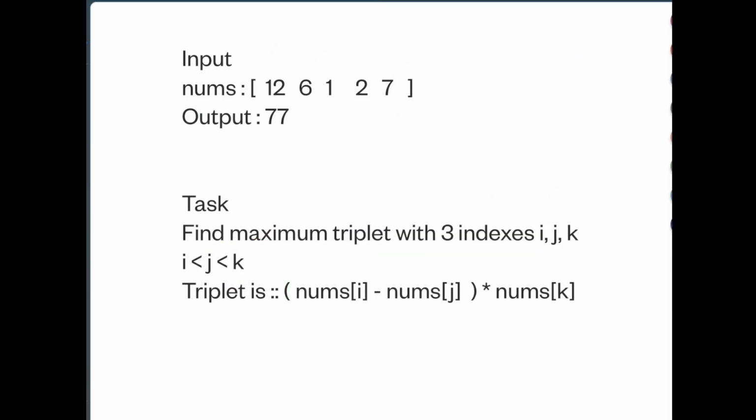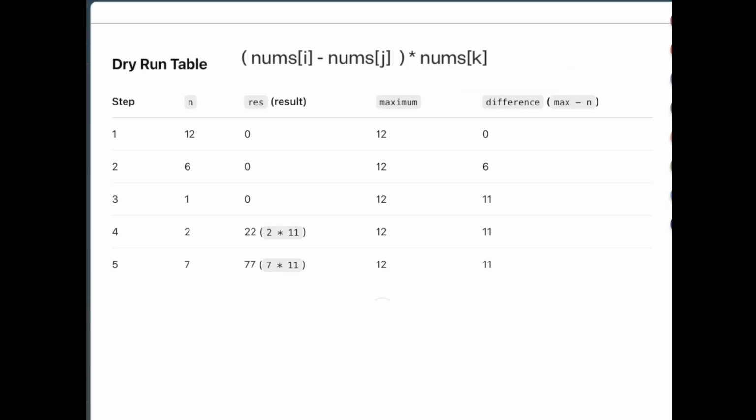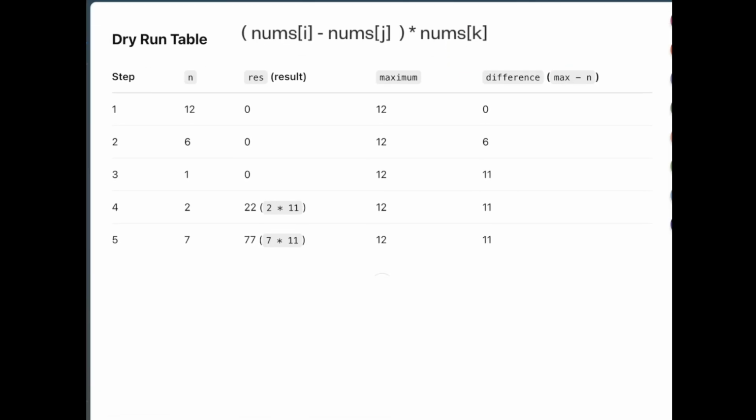The optimized version is going to be O(n) time complexity, that is just a single loop will be required, and O(1) space complexity, that is we will not need any extra space apart from a few variables. Now let me explain the approach to solve this particular problem in O(n) time complexity using this dry run table.